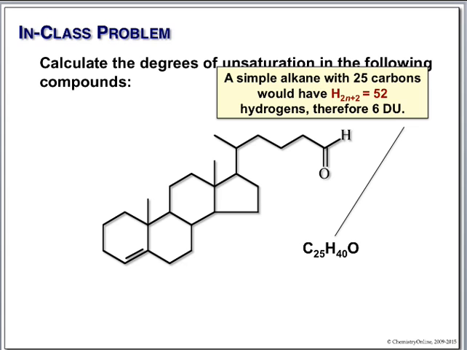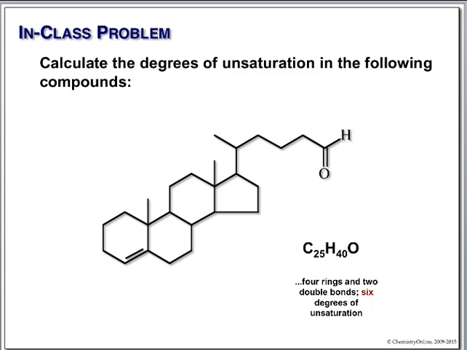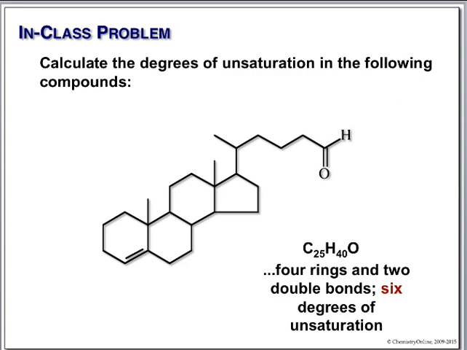There's 1 ring, 2 rings, 3, 4, 5 is a double bond, and 6 is the carbonyl. So 4 rings, 2 double bonds, 6 degrees of unsaturation.